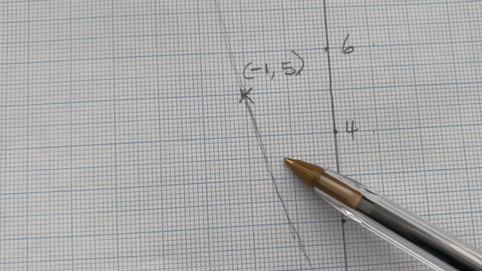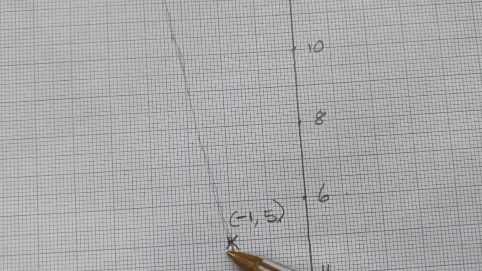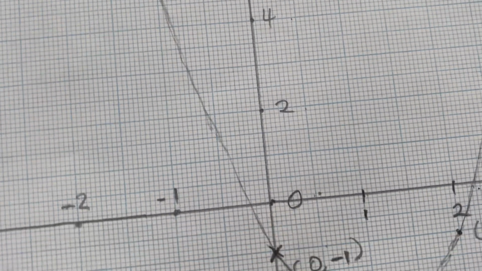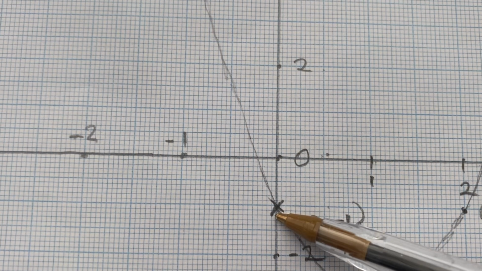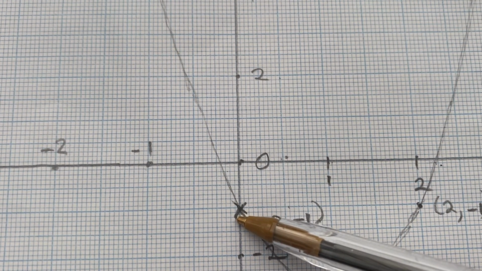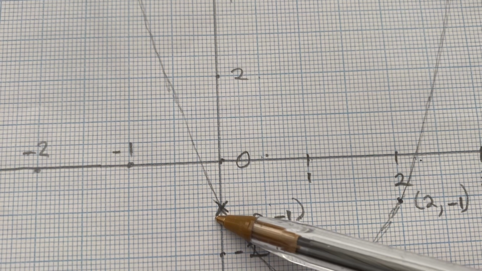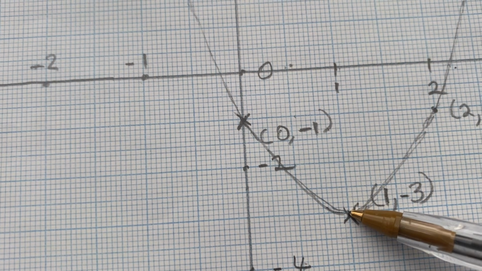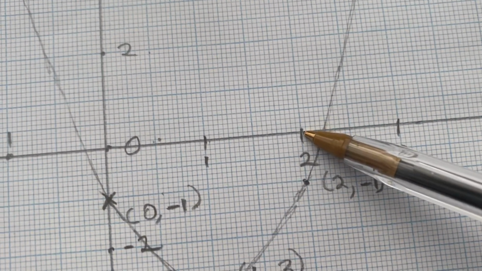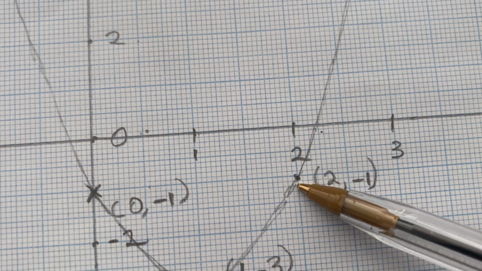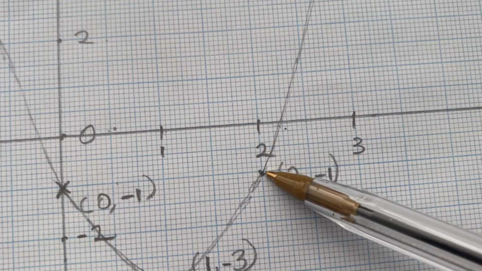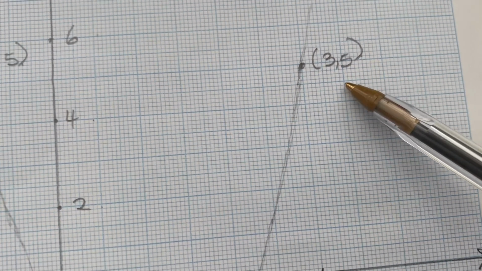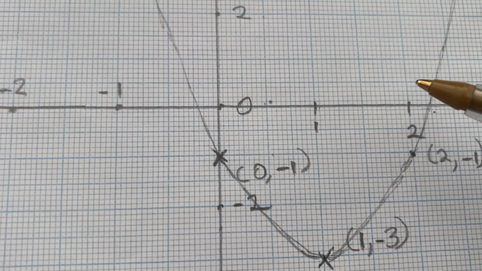-1 all the way here, 5. So there, 0, -1, this coordinate here. 1, -3, 2, -1 there, okay, 3 and 5. Okay, so the parabola is going to open upward.